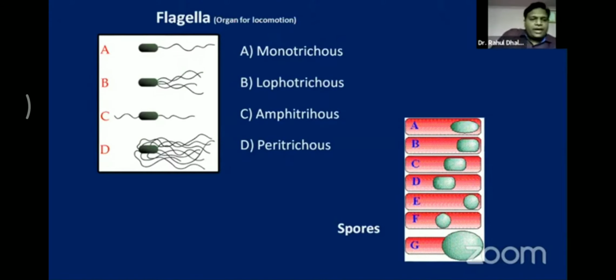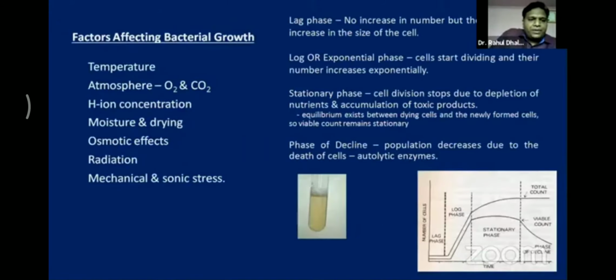Then, what are the factors affecting growth? Temperature: 37 degrees Celsius is the optimum temperature, and some can withstand high and low temperatures also. Then atmosphere, concerning the oxygen requirement. Those bacteria that require oxygen for growth are known as aerobic bacteria, and those that require carbon dioxide or grow in the absence of oxygen are called anaerobic bacteria.